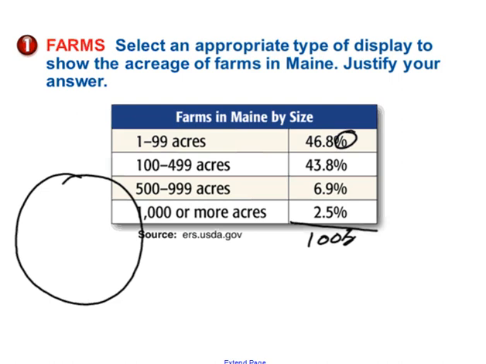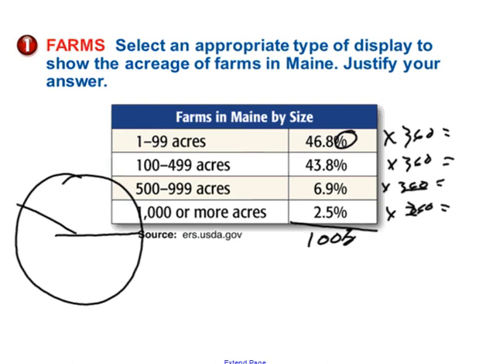I should take this times 360 to see exactly the angle, and I would take this times 360 to determine the angle for the next section, because 360 is the total number of degrees in a circle, and then 360 times 2.5% to get the angle there. But I'm just going to do a quick sketch here. About 46%, so just slightly less than half, for this first area for 1 acre to 99 acres.